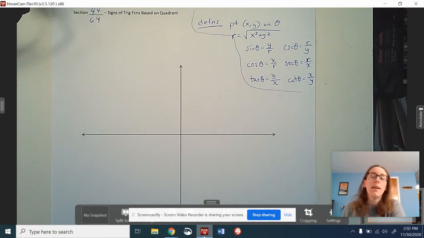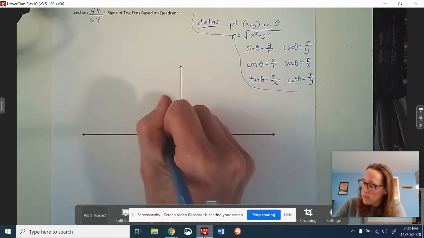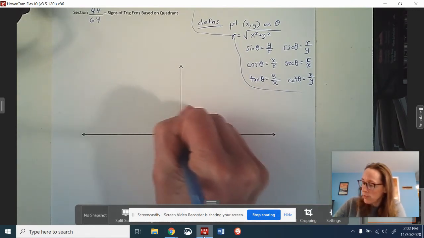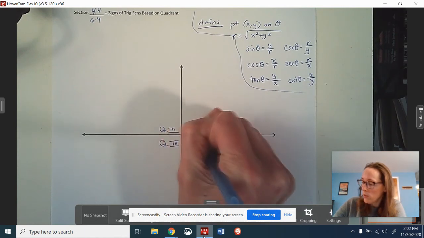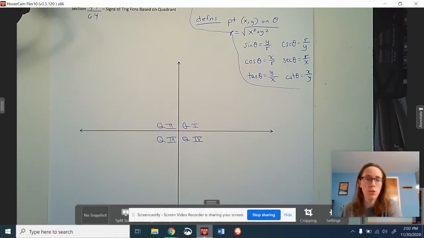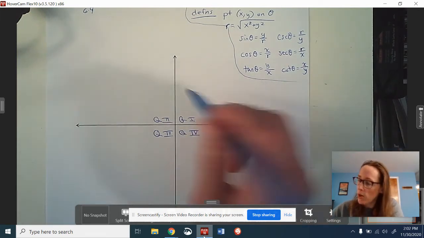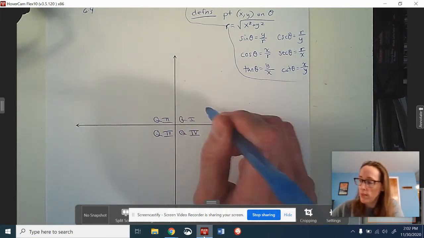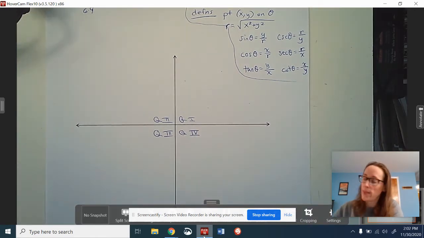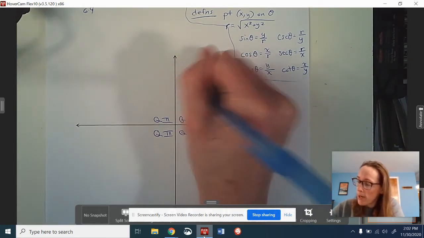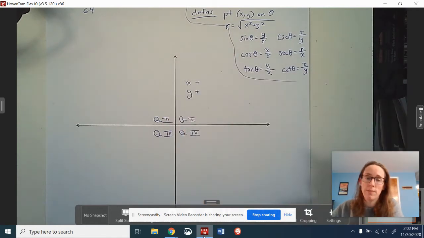All right. Now, this is quadrant 1. This is quadrant 2, quadrant 3, and quadrant 4. We typically use Roman numerals to denote the quadrants. What we want to do is take a look at each quadrant and determine which trig functions would be positive and which trig functions would be negative. In quadrant 1, think about any point in quadrant 1. The x-coordinate is going to be positive and the y-coordinate is going to be positive.